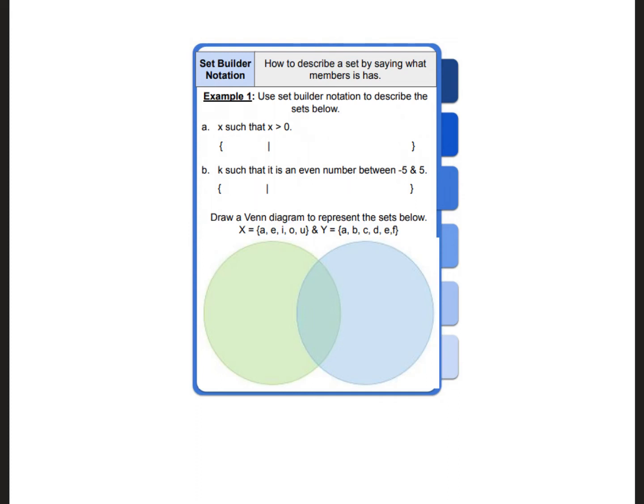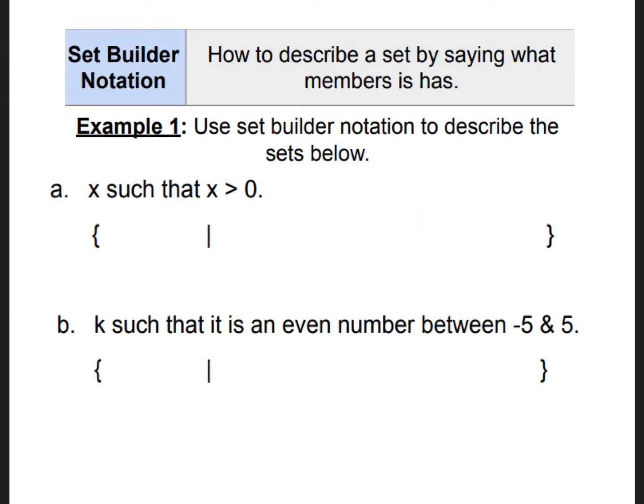Hi everyone, today we are talking about unions and set builder notation. So set builder notation is how to describe a set by saying what members it has in it. So let's look at our first example.